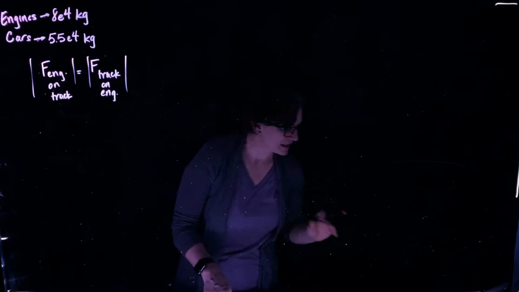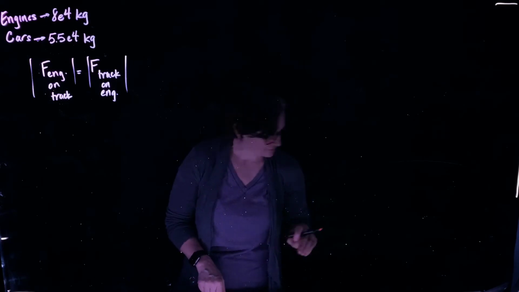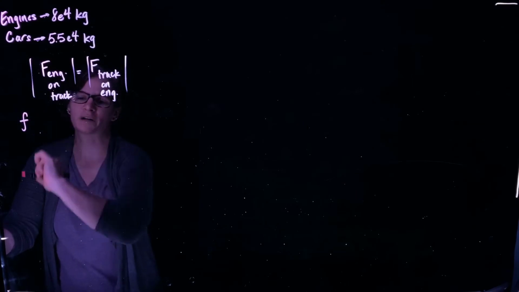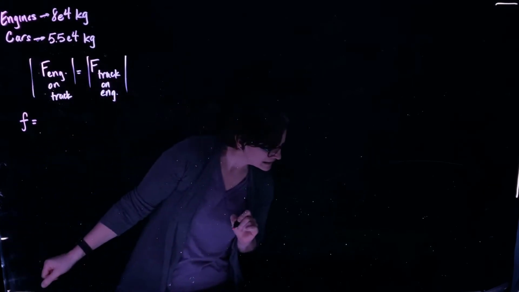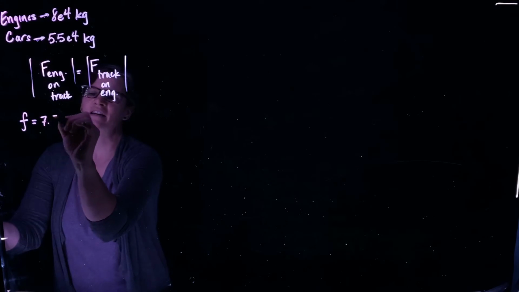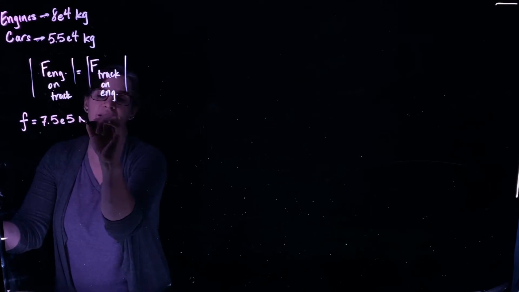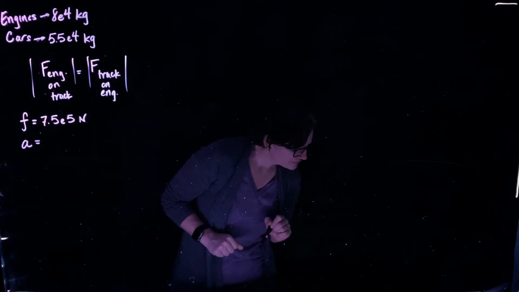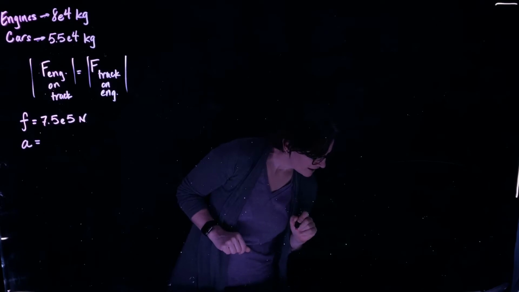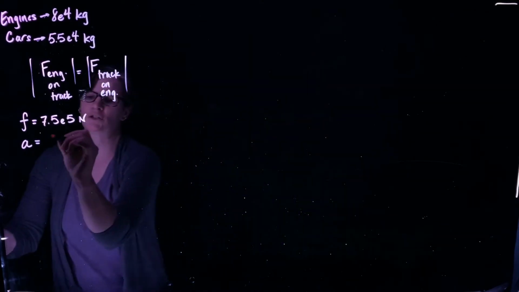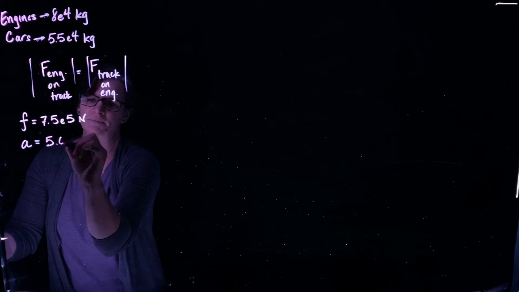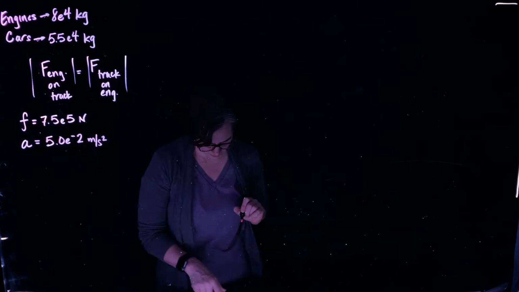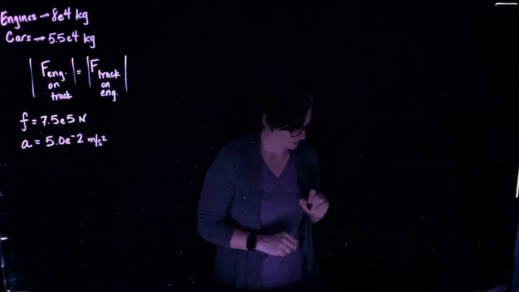Now we want to remember that the problem also tells us that the force of friction, I'm just going to make sure I write that down, the force of friction that the train feels is 7.5 times 10 to the fifth newtons. And we're getting an acceleration of this train of, nope, that's not right, of 5 times 10 to the minus 2 meters per second squared. So I want to make sure all of those are accurate.